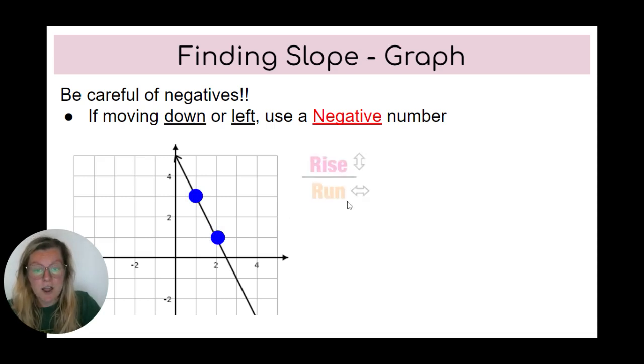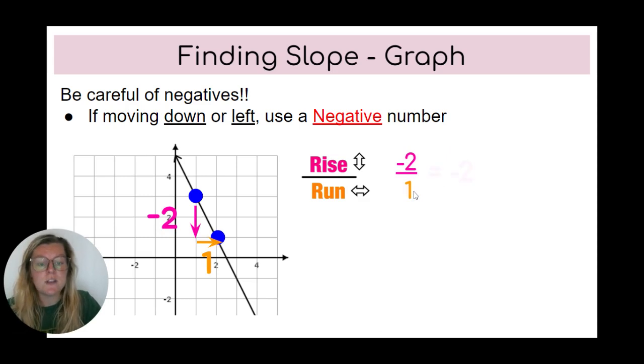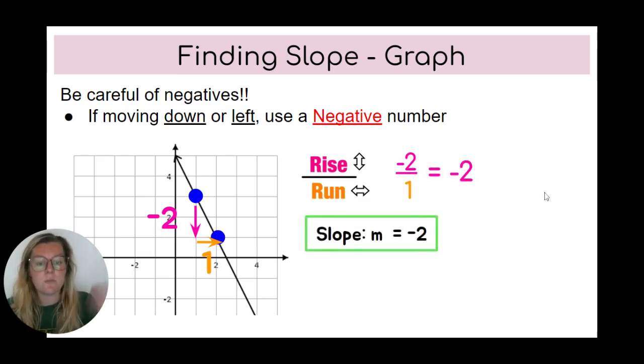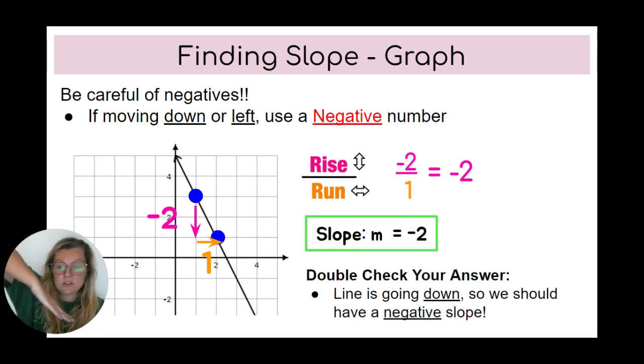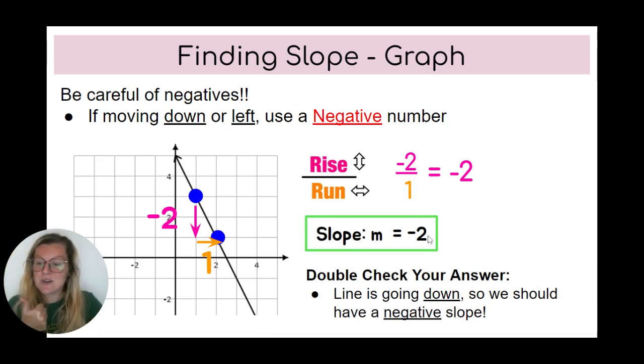I'm going to do my rise over run. So I'm going to say, hey, how far am I rising to get to the blue point? Well, here I'm going down 2, so I'm going to put a negative there. I'm going to the right 1, so I'm going to put a 1 on my run. -2 divided by 1 gives me a -2, so therefore my slope is equal to -2. Last thing I'm going to do is double check my answer. I know I have a downhill line, so I should have a negative slope, which I do, so I know that I'm good to go.